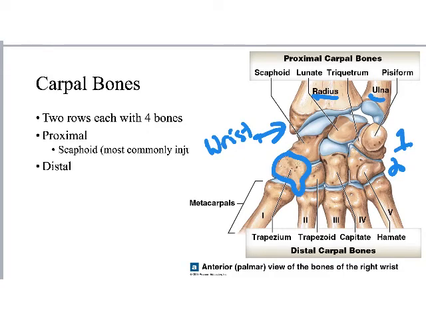Proximally, if we look at the row, what I've called row number 1, and let's start out at the radial side, the first bone that you encounter is the scaphoid. And this is a really important bone clinically because it's commonly broken. I just had one of these in the ER maybe 2 weeks ago.